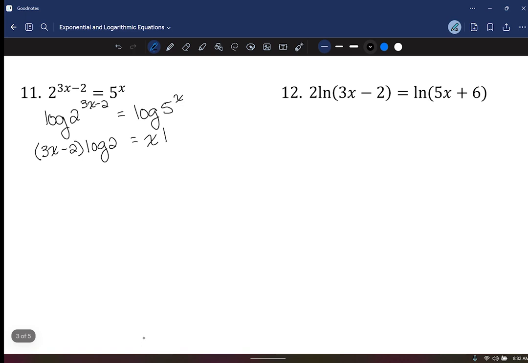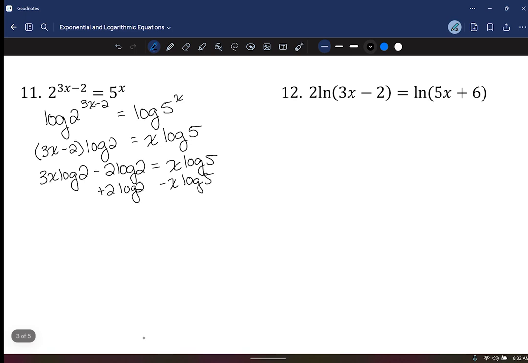Pull the x, so we have log 5. Distribute this log, so we have 3x log 2 minus 2 log 2 equals x log 5. Since I have x in two different locations, I want those on the same side. So I'm going to subtract this x log 5 on both sides, and I'm going to add this 2 log 2 on both sides. That gives me 3x log 2 minus x log 5 equals 2 log 2.